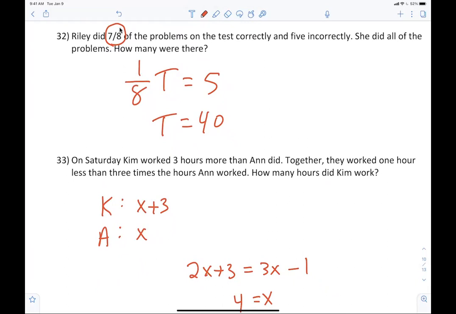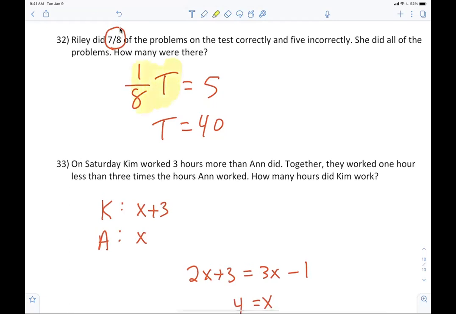Does anybody have any issues with that? If I got 7 out of 8 correct, I missed 1 out of 8. So do I know how many questions are on the test? Listen, 1/8 of the test I have incorrect. 1/8 of x equals 5. Anybody have any questions with 1/8 t equals 5? Why did I put t? Because that's the questions on the test. If you want to put x there, it doesn't matter.